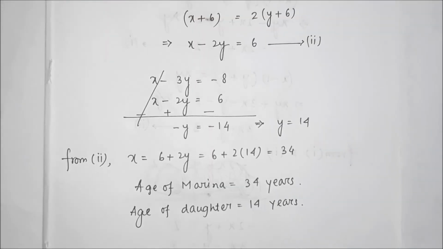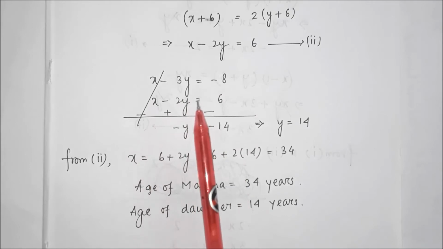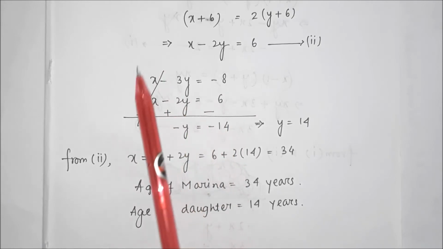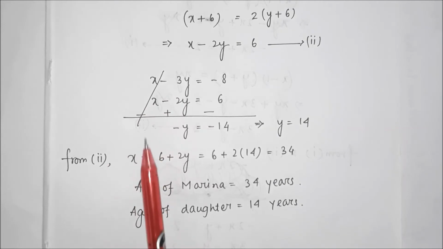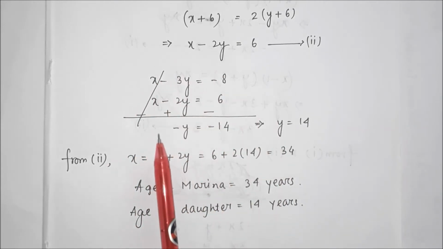So students, we are getting two equations. One equation is x minus 3y equals minus 8, the other is x minus 2y equals 6. Now look, the coefficient of x is equal, so it is better to go for the elimination method. So I am using the elimination method.